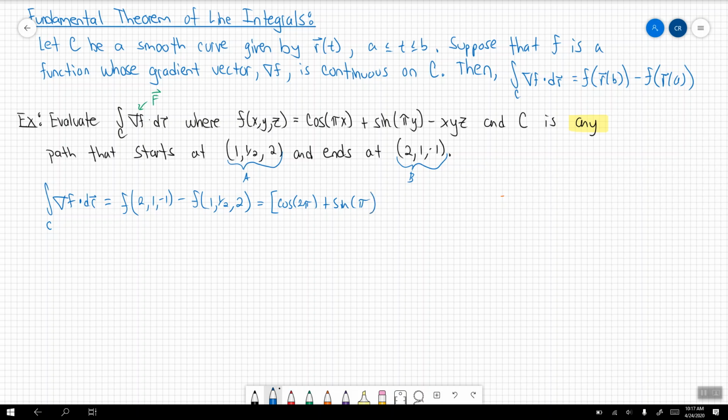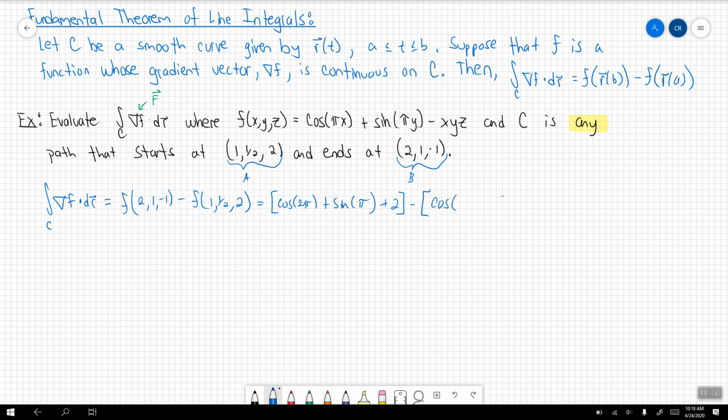So that's just sine of pi minus xyz. So minus x times y times z. That should be just negative 2. So that's going to be positive 2. There we are. Minus function evaluated at this point.